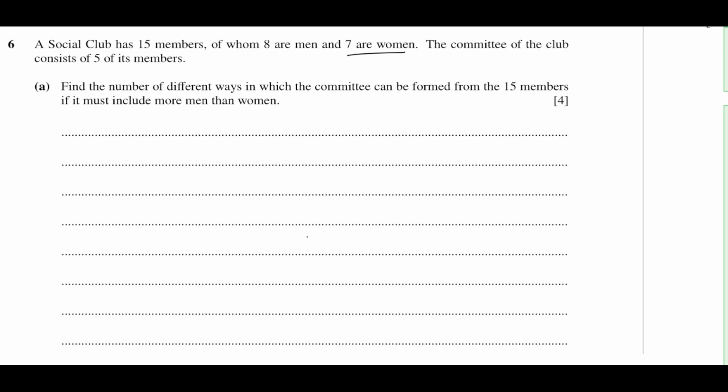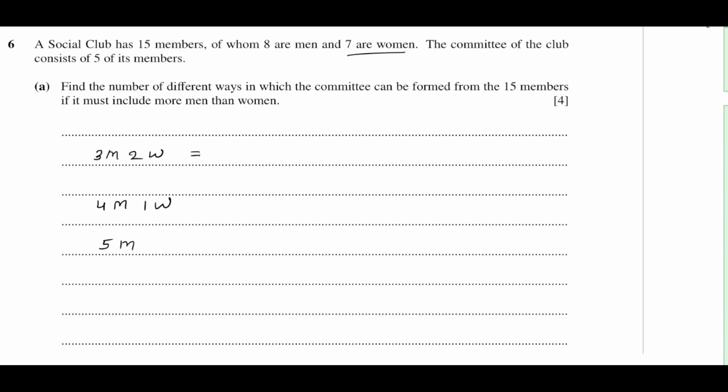Okay, now the committee is of 5 only. And in those 5, you want more men than women. So definitely, there should be at least 3 men. When 3 men are there, there will be 2 women, or there will be 4 men and 1 woman, or there will be all 5 men. Right?